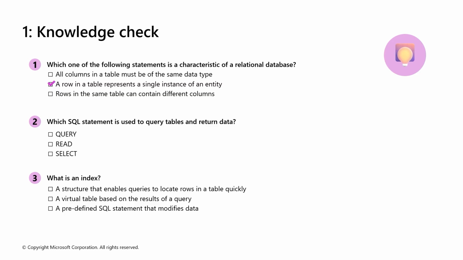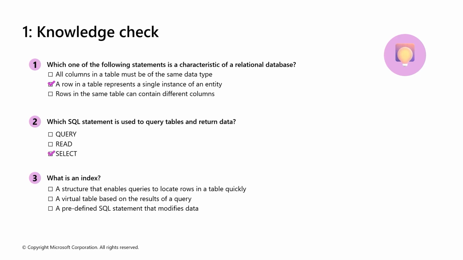For the first question, the correct answer is that a row in a table represents a single instance of an entity. That's the core idea behind relational tables. Every row follows the same structure, and each row describes one customer, one product, or one order. Let's look at the second one. Which SQL statement is used to query tables and return data?